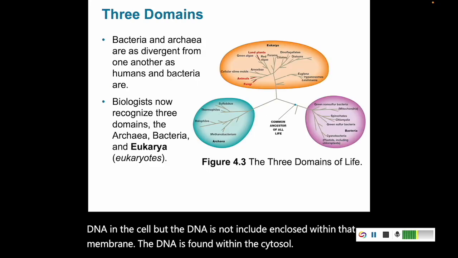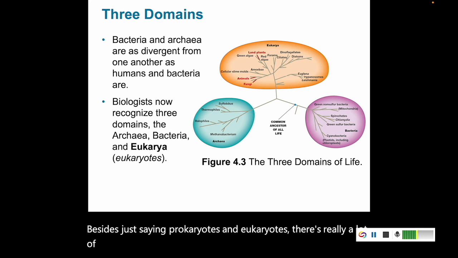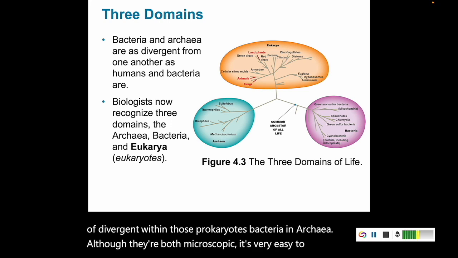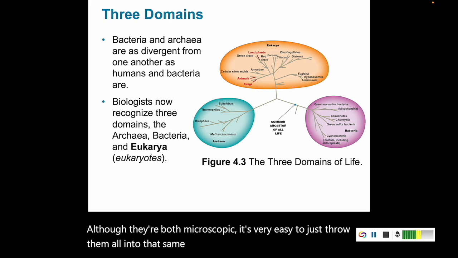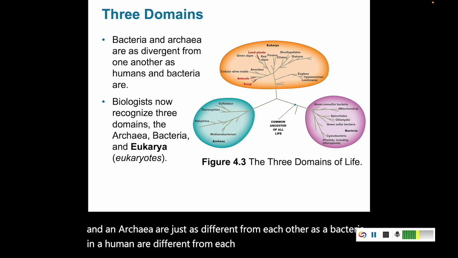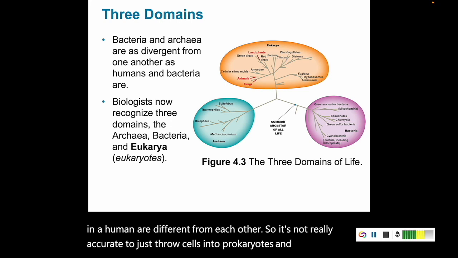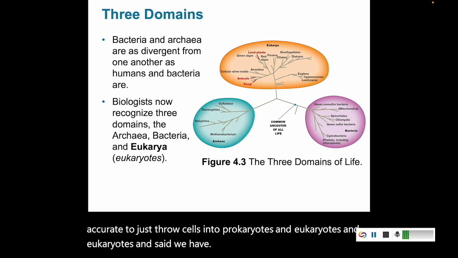Besides just saying prokaryotes and eukaryotes, there's really a lot of divergence within those prokaryotes. Bacteria and archaea, although they're both microscopic, it's very easy to just throw them all into that same basket. They're very different. A bacteria and an archaea are just as different from each other as a bacteria and a human are different from each other. So it's not really accurate to just throw cells into prokaryotes and eukaryotes. Instead, we have three domains.